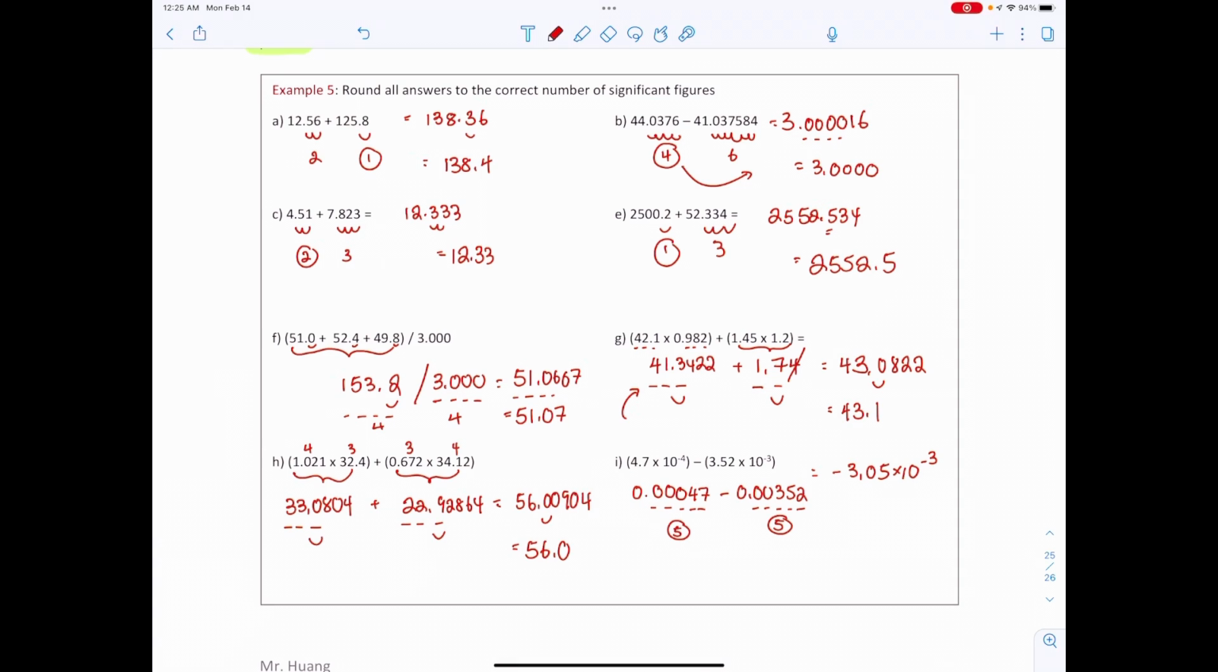Okay, so let's just check this. This is negative 0.00305. Do I have 5 decimal places? I do, so I know that that answer is correct.